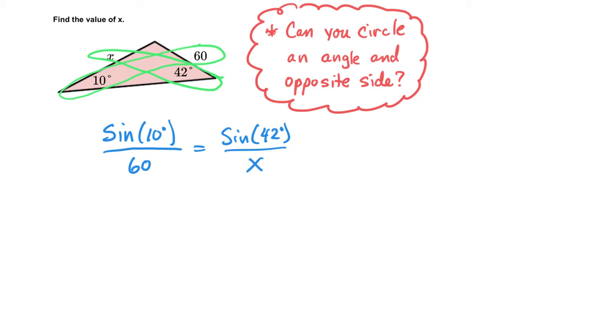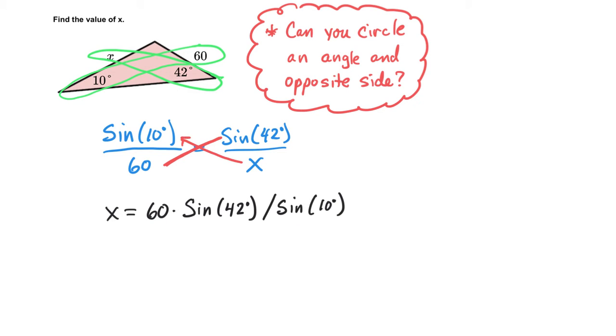Now when you solve a proportion, you want to make sure you're solving it like this. You always multiply the diagonal that does not have the variable in it first. So we're going to take 60 times sine of 42 and then divide by sine of 10 degrees. You always divide by what is across from the variable that you're solving for.